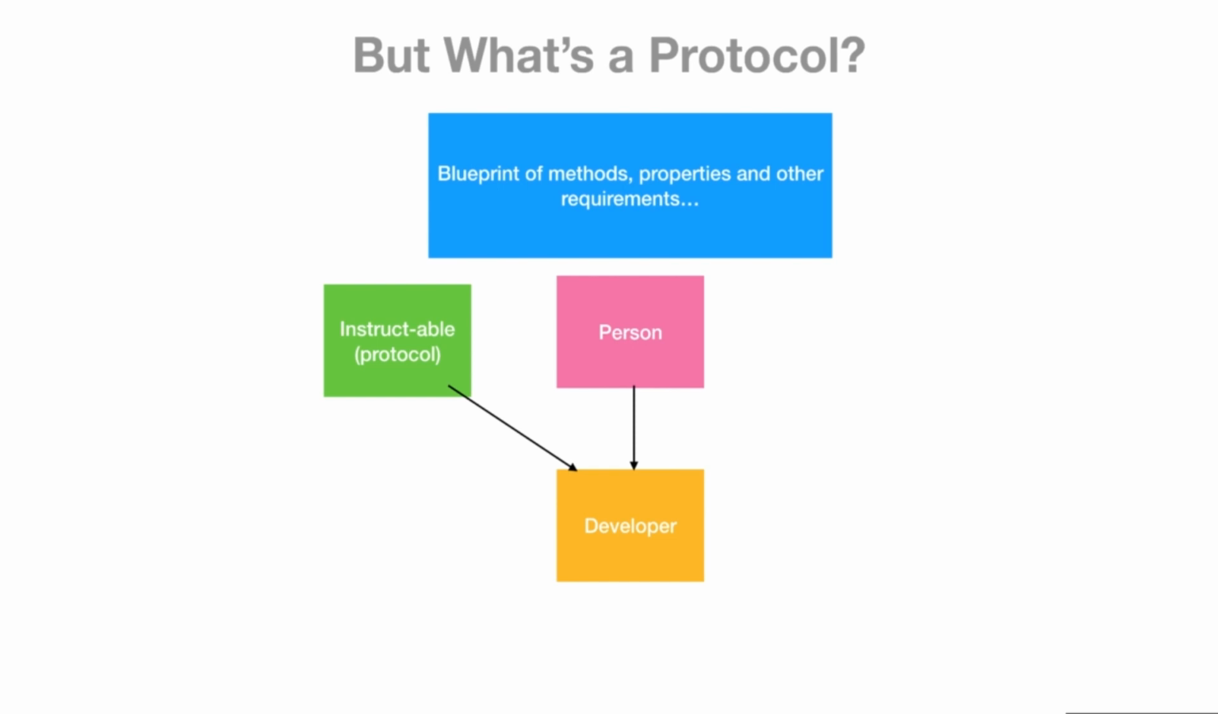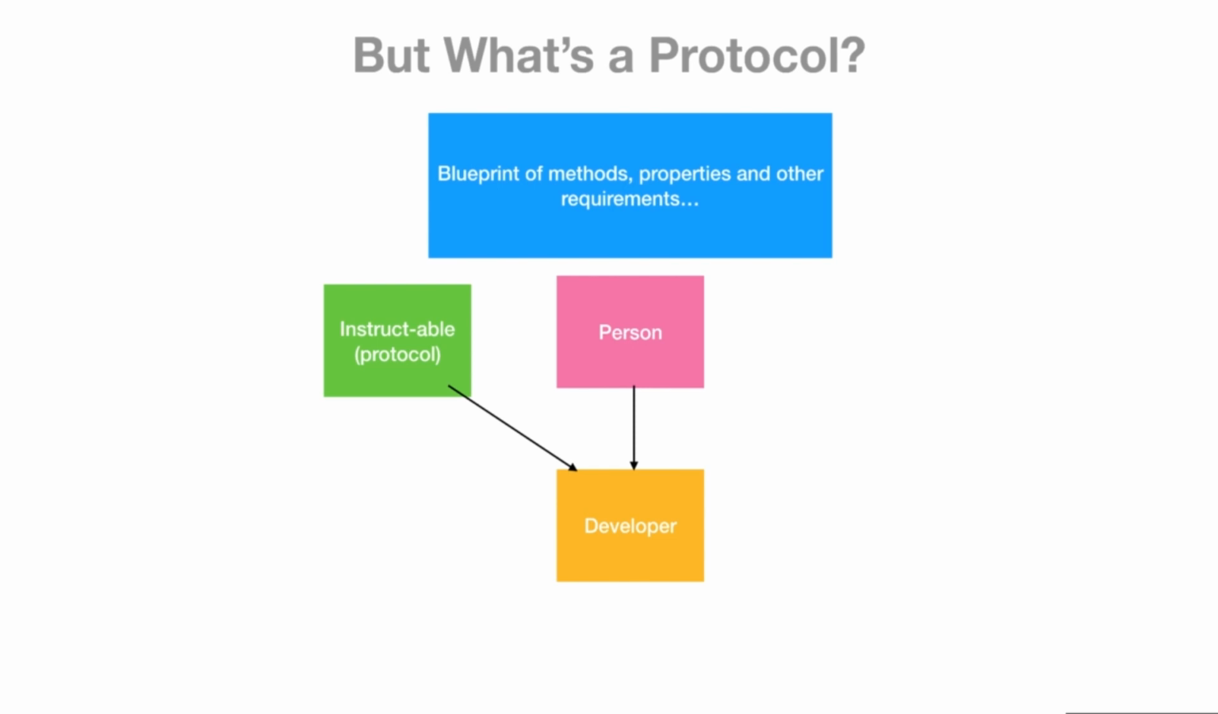What that means in code is that whenever we're creating a developer, in this case, and we conform to a protocol, that just means that I have to satisfy a certain requirement or certain requirements that our protocol may have for us. Because remember, the protocol is just a blueprint of what needs to be done.